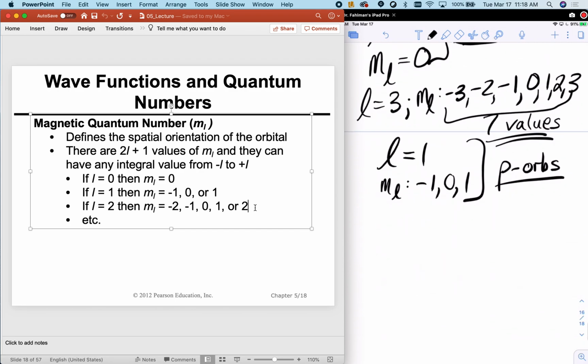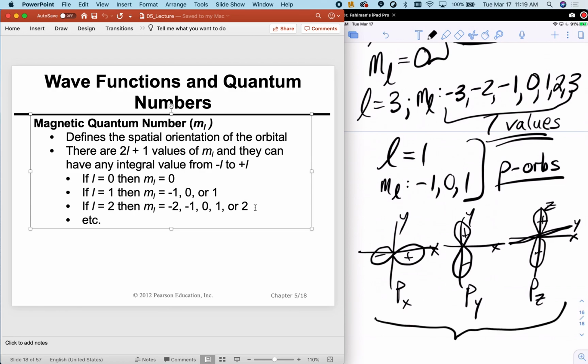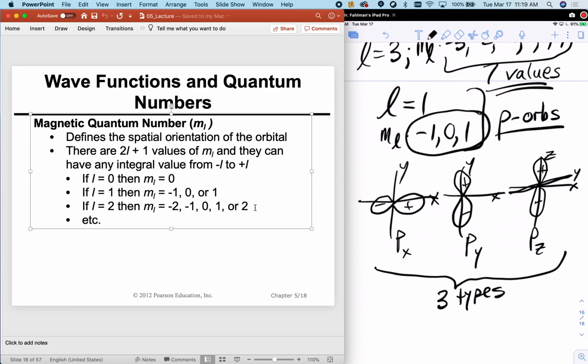And so we know that p orbitals can be along each of the axes, right? We can have this one, where that's the x-axis, so this is px. Or we could have this one, which is py. And then let's say z is coming out at us, and we could have it along that, and so this is pz. So in other words, you have 3 different types of p orbitals, and it comes from 3 values for your m sub L.